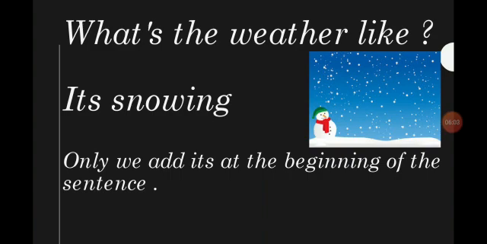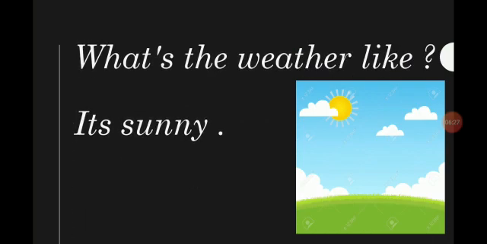All we add is it's at the beginning of the sentence. So when anyone asks you what's the weather like and you have a picture, you first add it's, then you describe the picture. So it's snowing. Look here at the picture. Someone asks you what's the weather like. At first, you look at the picture. You put it's at the beginning. So it's sunny.